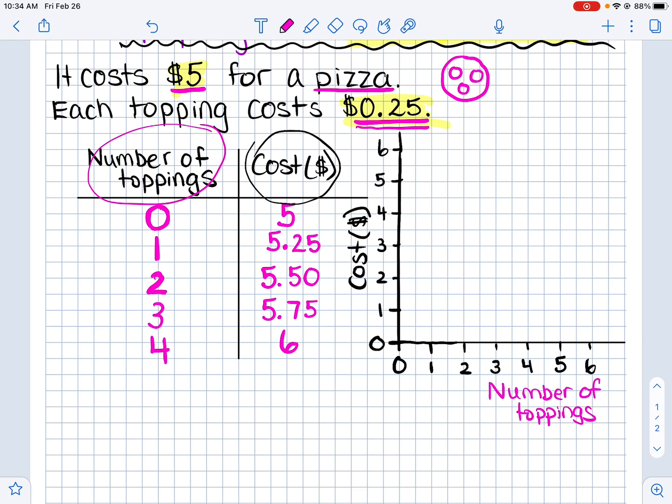Okay, so for 0 toppings, my pizza costs $5. For 1 topping, my pizza is $5.25. So it'll be here. For 2 toppings, my pizza is $5.50. For 3 toppings, $5.75. 4 toppings, $6. And that's my graph.